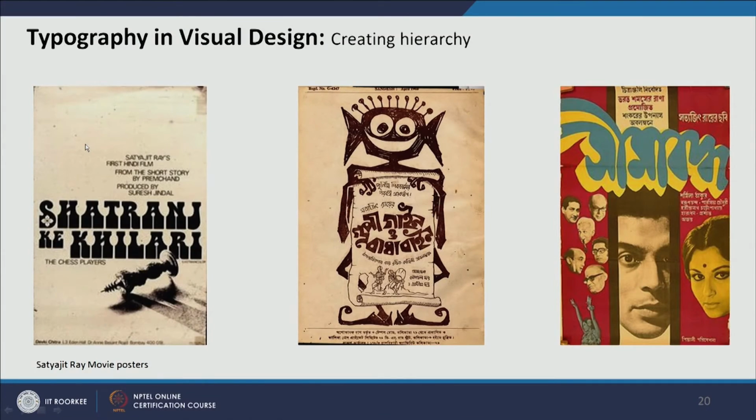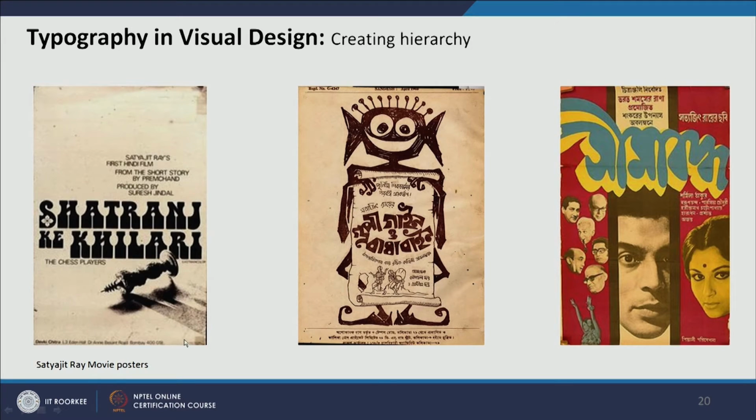which is presented. Next, we have some of the posters designed by Satyajit Ray. He himself designed the posters. So, in the first poster, we can look at the first hierarchy. In the previous cases, the first hierarchy was on the top. That is the general convention, but it might not happen because a poster is a holistic visual composition.